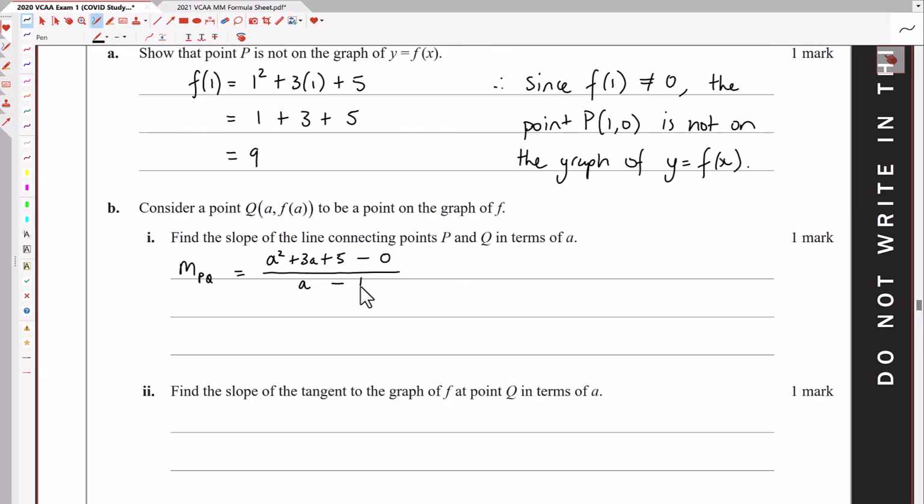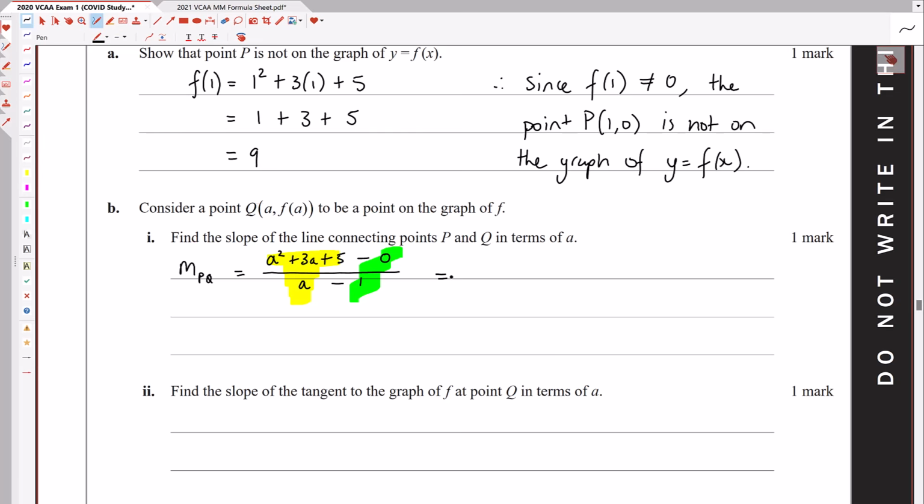P is 1. So remembering when you use your formula for gradient, these must be from the same point, and these must be from the same point. We could have written it as 0 minus (a squared plus 3a plus 5), making sure that's in brackets, over 1 minus a. It would be exactly the same thing.